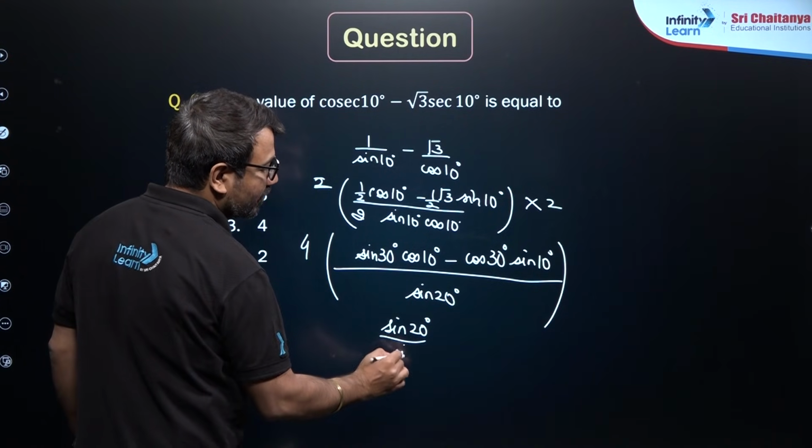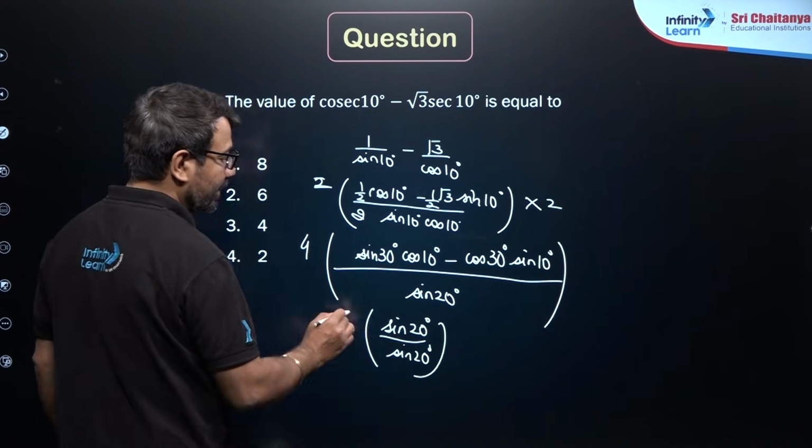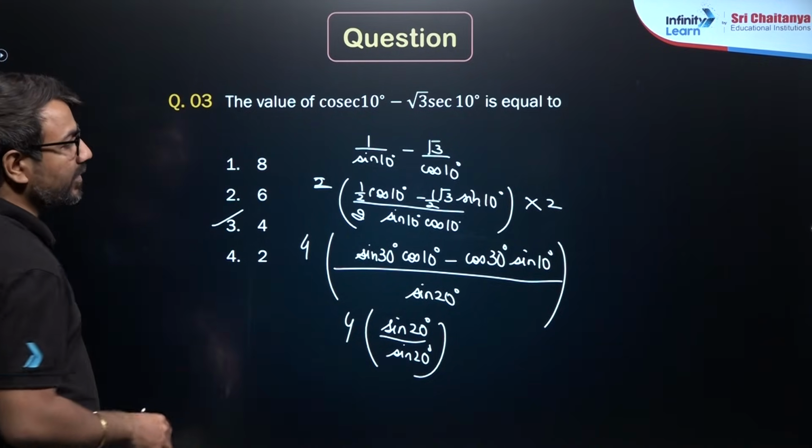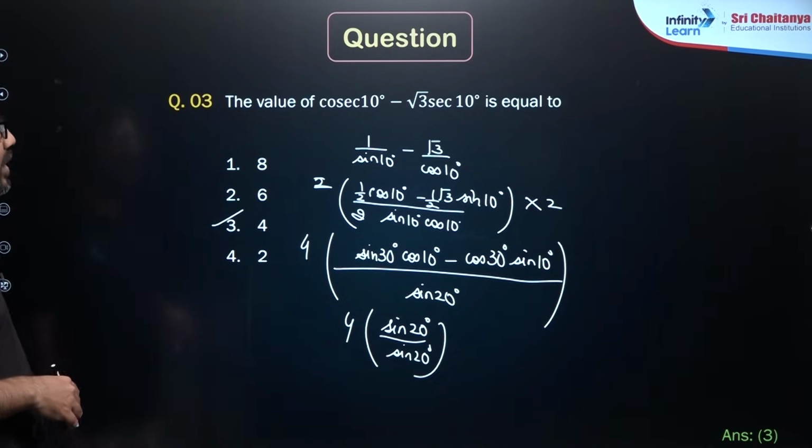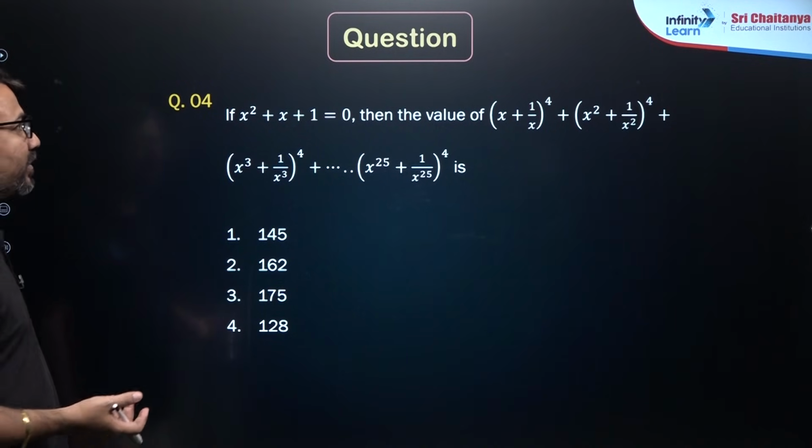So sine 20 over sine 20 into 4 will be remaining, which gives us the result which is given to us in the third option. Now my dear students, let's go ahead with the next question.